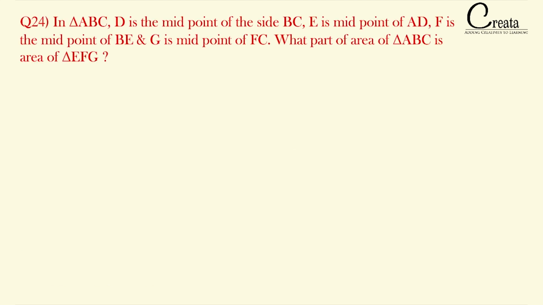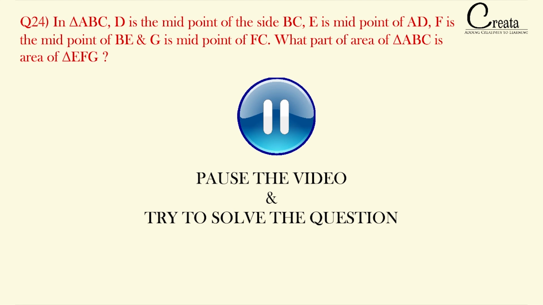The question is, in triangle ABC, D is the midpoint of side BC, E is the midpoint of AD, F is the midpoint of BE, and G is the midpoint of FC. What part of the area of triangle ABC is the area of triangle EFG?